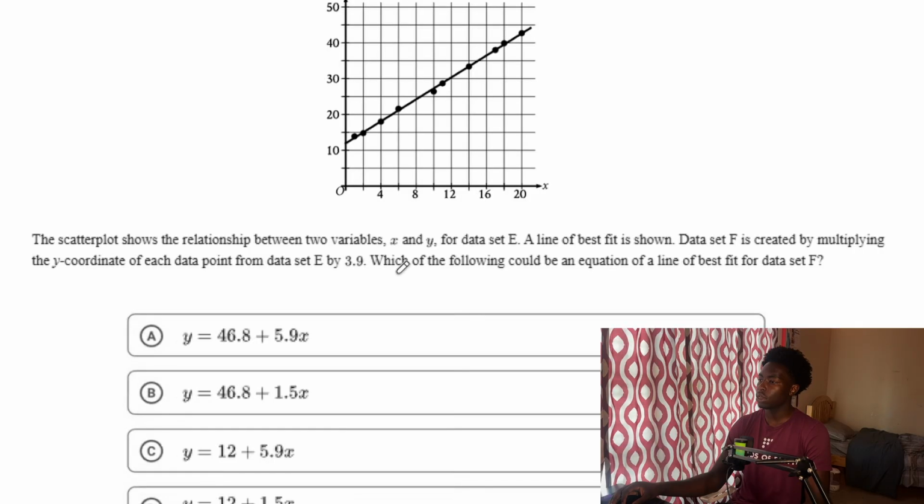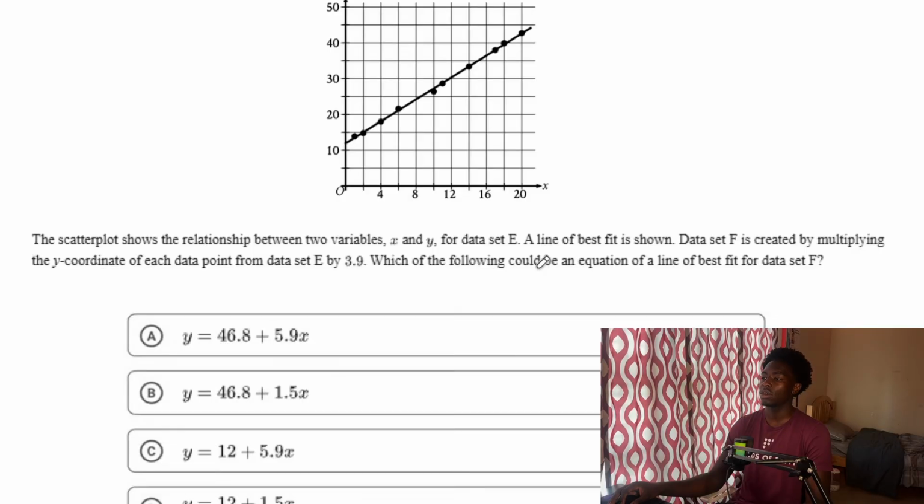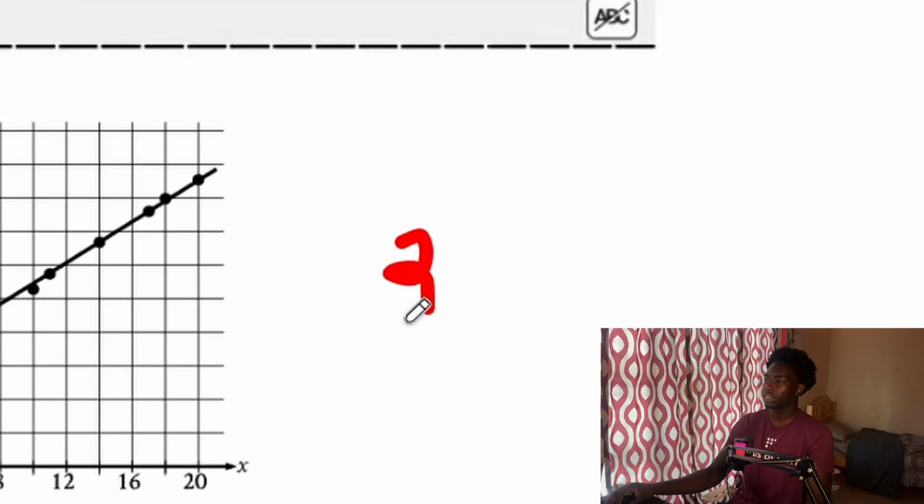So what we're now trying to do is see how can we create an equation of a line of best fit for data set F. A lot of information there. But the key things to note are that dataset E is the exact same concept as dataset F, except we're going to make sure that every single point on our line is multiplied by a factor of 3.9, as shown in the question here.